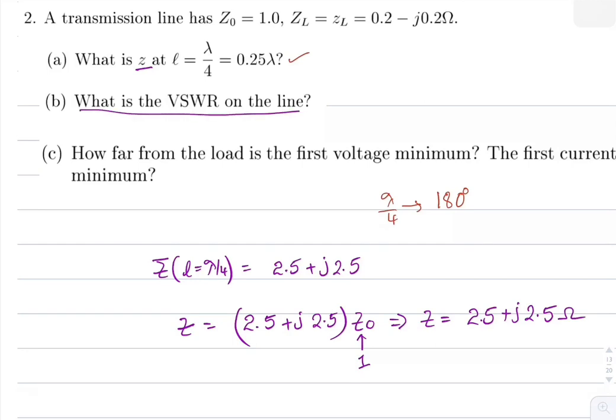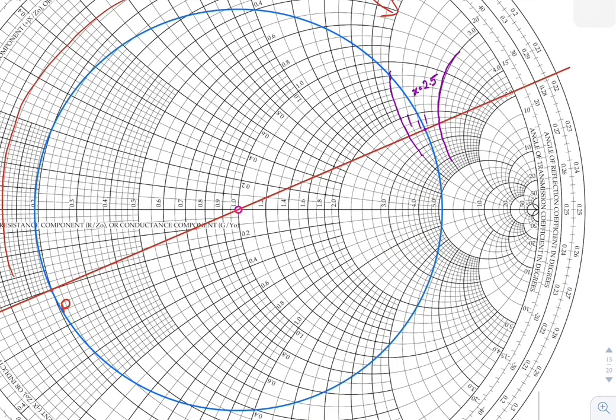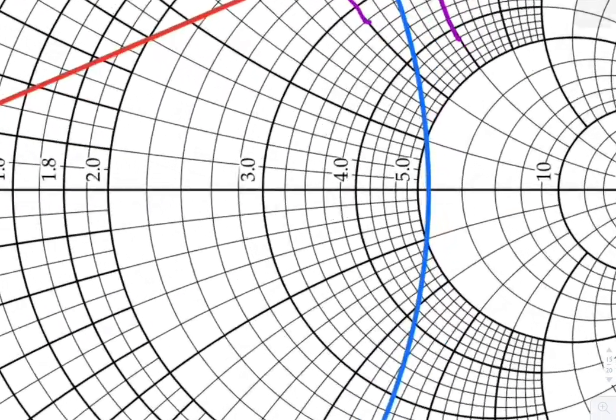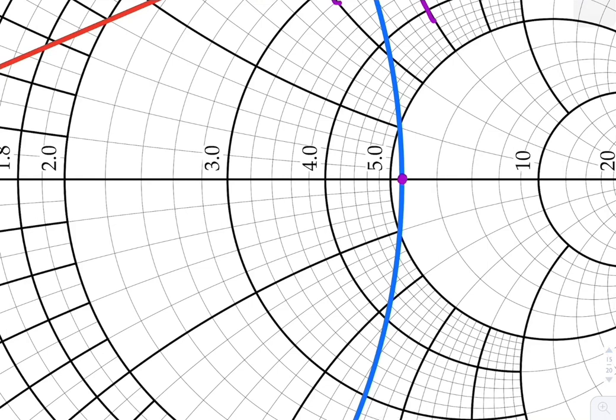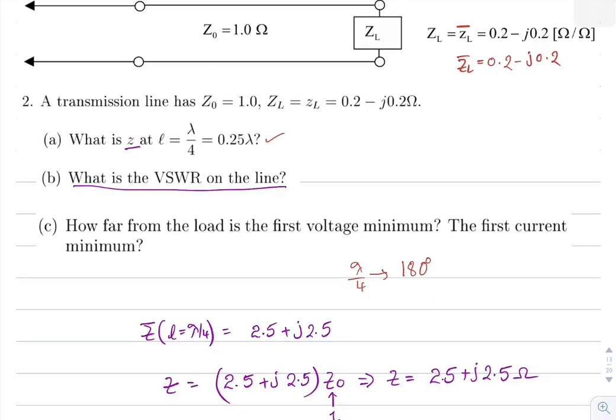What is the VSWR of the line? The VSWR of the line is the point at which the real gamma axis intersects with the gamma circle. That is this point on the graph. This is 5.0. This is 6, 7, 8, 9, 10. So I can write S equal to 5.2 roughly. So voltage standing wave ratio on the line is S equal to 5.2.